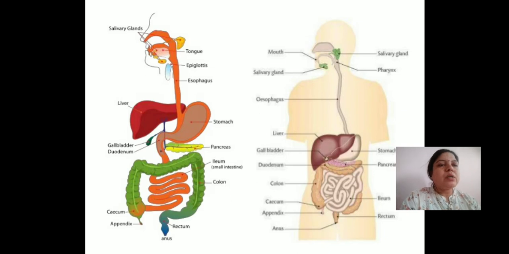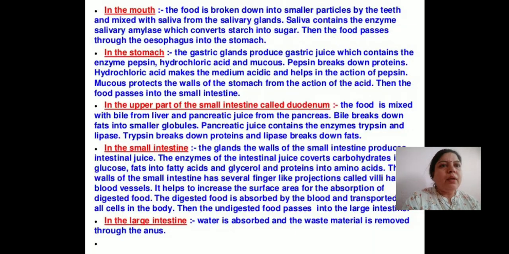Now, let us study the second diagram in detail. In the mouth, the food is broken down into smaller particles by the teeth and mixed with the saliva from the salivary glands. Saliva contains the enzyme salivary amylase, which converts starch into sugar molecules. Then the food passes through the esophagus into the stomach.